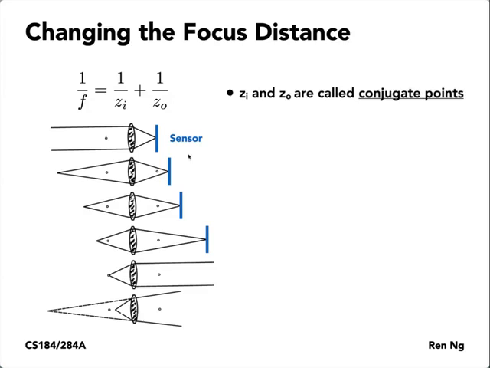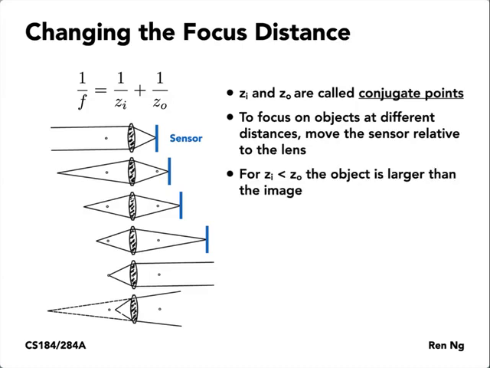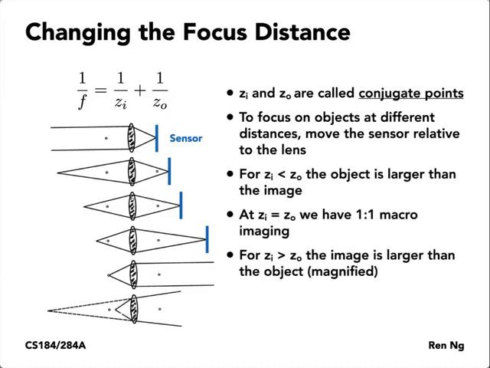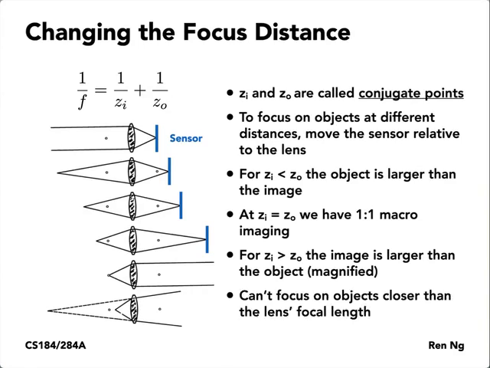A few comments that I made already. Z sub I and Z sub O are called conjugate points. I think I described this. This case here, Z sub I equal to Z sub O, is called one-to-one macro. I'll come back to that in a later slide. And one other comment I didn't make is that for Z sub I greater than Z sub O, that is, the distance here being greater than the distance over here, the image that we get on the sensor is going to look larger than the object itself.